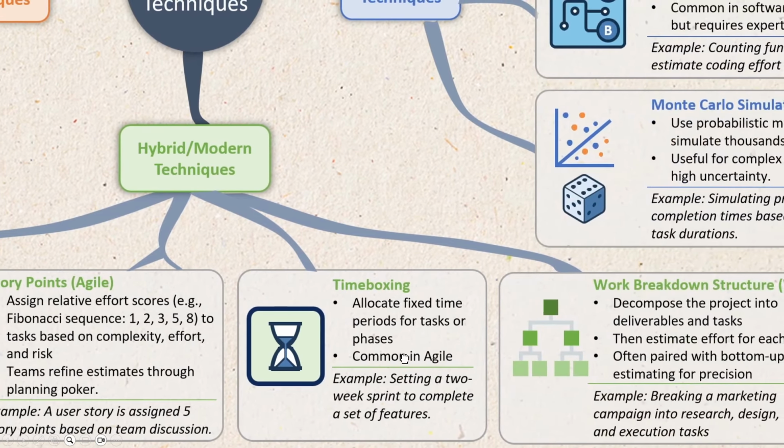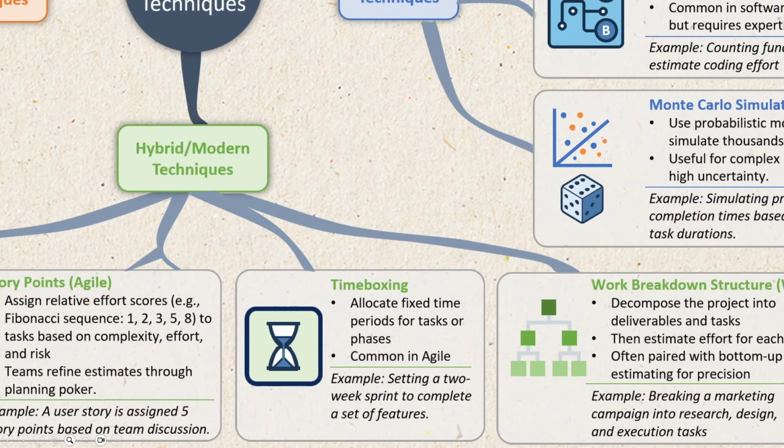Next up, we have timeboxing. Timeboxing allocates fixed time periods for agile tasks, focusing effort and maintaining sprint momentum, which is ideal for iterative projects, but it's rigid on time. So in simpler words, you set a time frame in which you are trying to accomplish the tasks that you have planned for. So for example, you set up a 2-week sprint to complete a set of features.